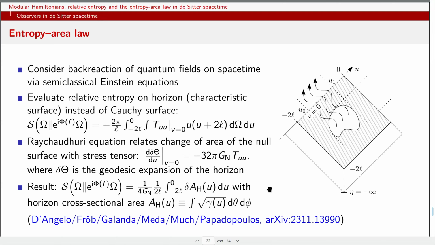But the important point here, I would say, is that this is an equality between quantities which are well defined without any UV cutoff. And this is a relative entropy, it's a finite quantity. And the change of area of the horizon is also a well-defined quantity, independently of whether the horizon itself is infinite or not. And of course, it's very nice that we find exactly the same proportionality factor 1 over 4G at leading order. This is the semi-classical Einstein equation. Okay, so that's the entropy-area law that I promised.